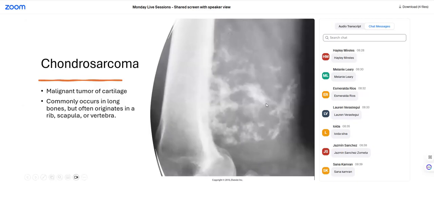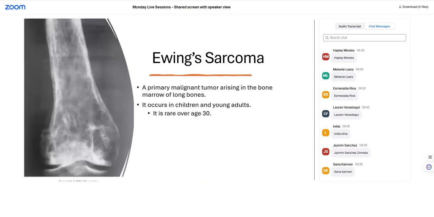Chondrosarcoma, a malignant tumor of the cartilage. Commonly occurs in long bones, but could originate in the rib, scapula, or vertebrae. Ewing sarcoma, another malignant tumor. This one arises in the bone marrow of the long bones in children and young adults.